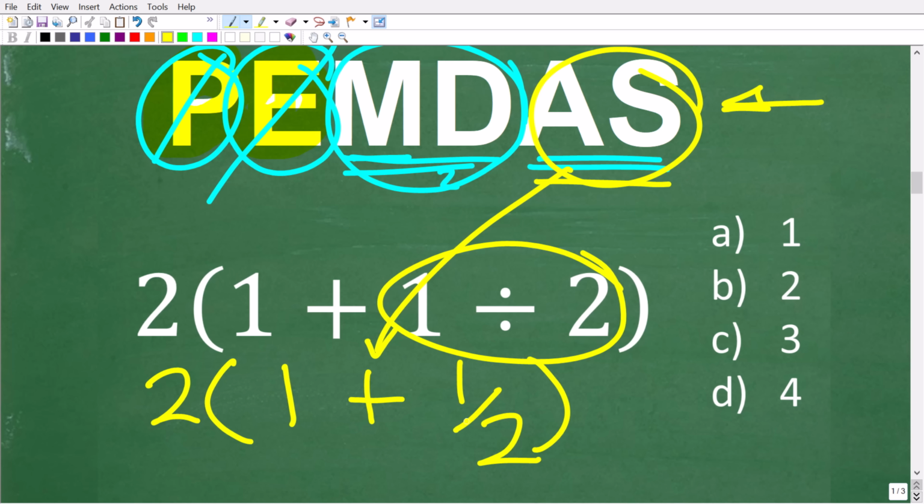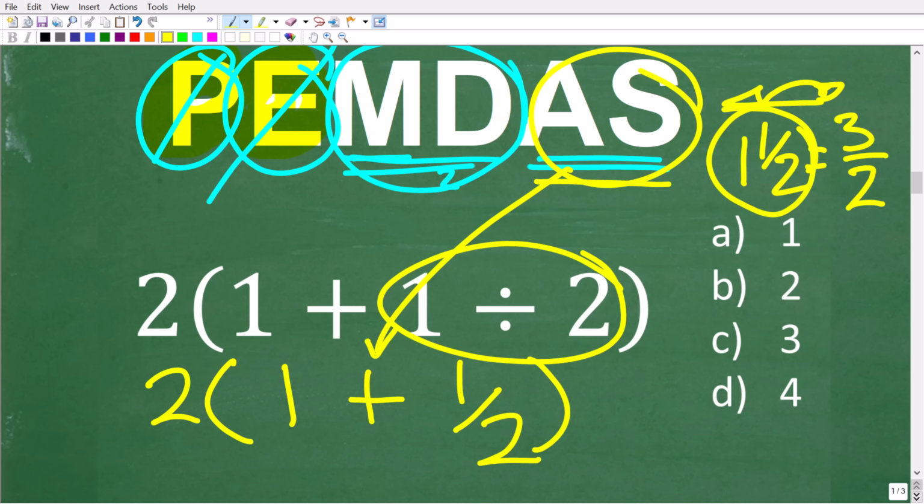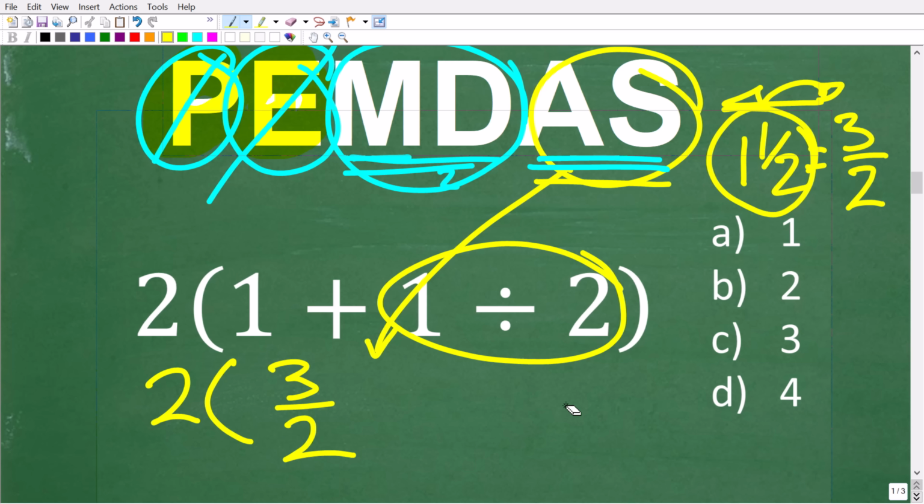So 1 plus 1/2 is what? Well, that is 1 and 1/2, or the fraction 2 times 1 is 2 plus 1 is 3. So we have the fraction 3/2. All right, so 1 plus 1/2 is 1 and 1/2. And then, of course, we can convert this mixed number fraction to this improper fraction 3/2. Okay, so now we're down to this. Okay, so now we have 2 times 3/2. So let's go ahead and tighten this problem up a little bit.